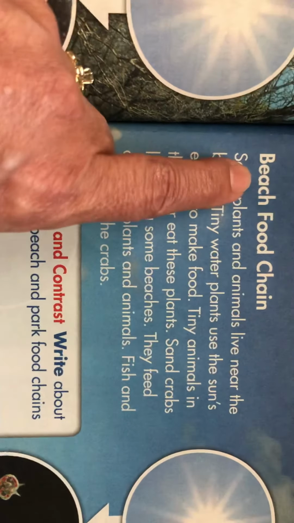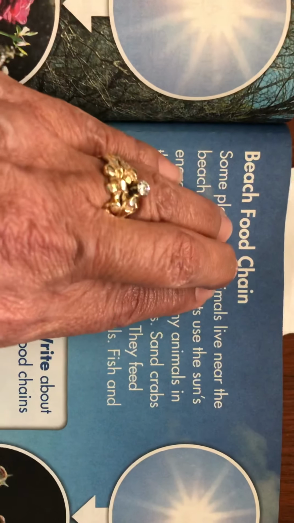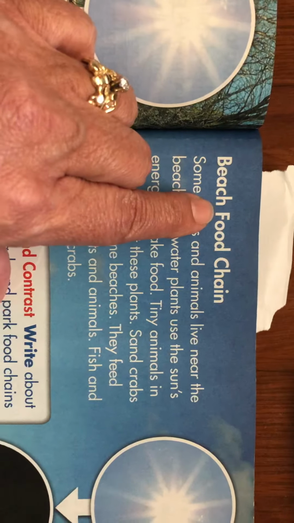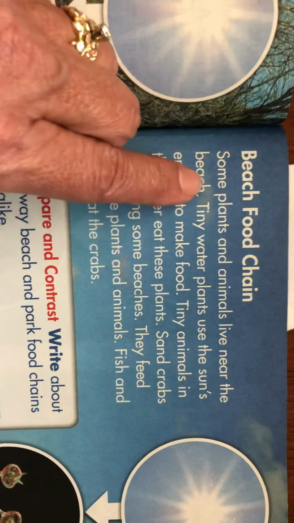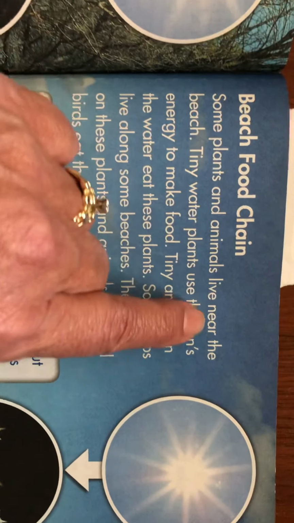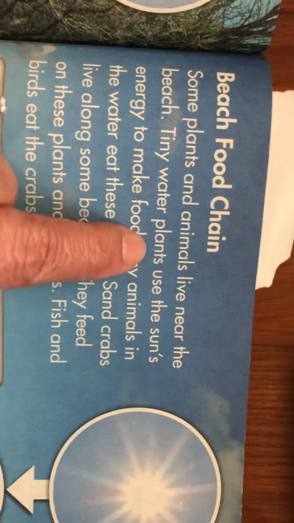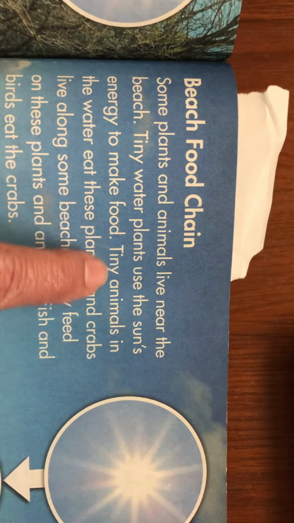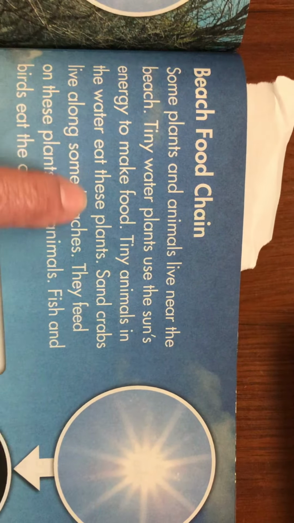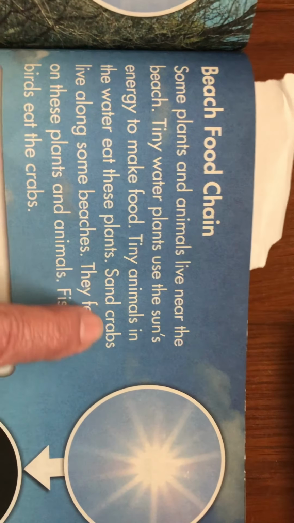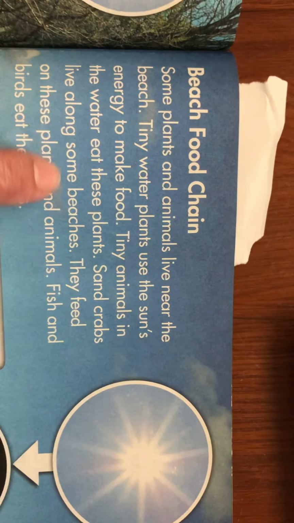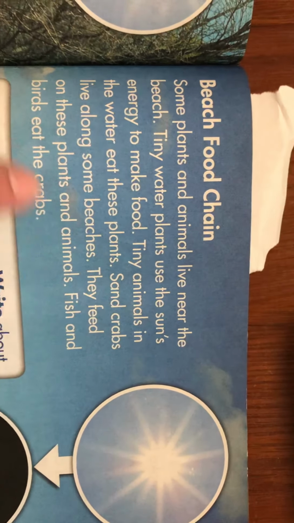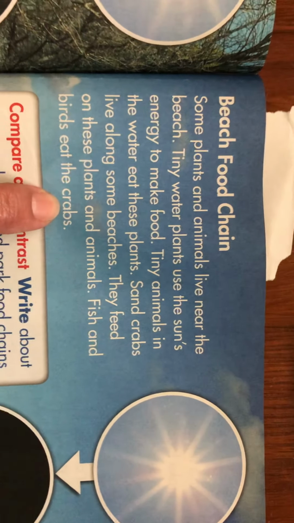Then we go to beach food chain. This is the subtitle. That means this paragraph is going to tell us about what happens in the beach. Who eats what? Some plants and animals live near the beach. Tiny water plants use the sun's energy to make food. Tiny animals in the water eat these plants. Sand crabs live along some beaches. They feed on these plants and animals. Fish and birds eat the crabs.